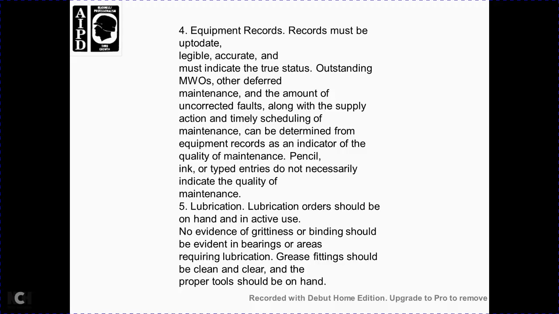5. Lubrication orders should be on hand, with an active view for no evidence of grittiness and binding, which would be evident in the bearings in areas requiring lubrication. Greasing fittings should be clean and clear, and the proper tools should be on hand. 6. Safety features compliant with common safety requirements are an indicator of a good preventive maintenance check program.